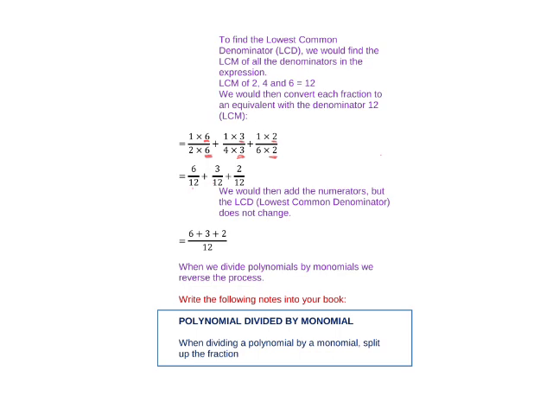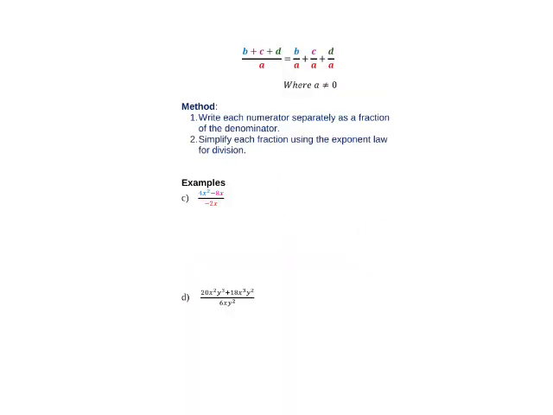You're going to see what we do when we do this whole process reversed. Polynomial divided by monomial. So when you're dividing a polynomial by a monomial, you split up as such. So we have that B and C and D is all divided by A. So in other words, each one is divided by A as the common denominator that we had. So see how it's similar to the reverse process of what we had in the prior example. Where A may not be equal to 0, that's just the limit to this. So the method: write each numerator separately as a fraction of the denominator.